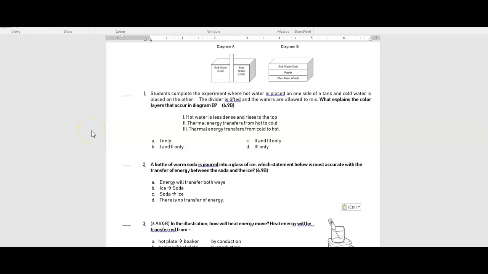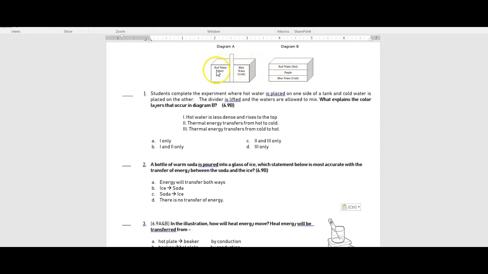Okay, question number 1. Students complete the experiment where hot water is placed on one side of a tank and cold water is placed on the other. The divider is lifted and the waters are allowed to mix. What explains the color layers that occur in each diagram?